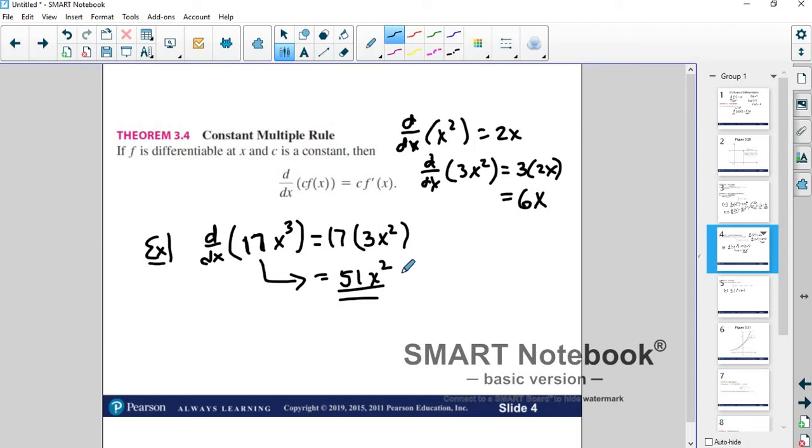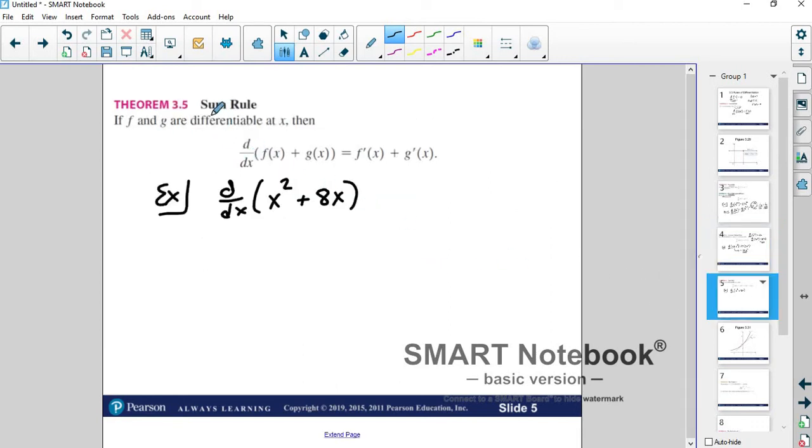Okay? So we take those two and we put them together with the sum rule. And the sum rule is actually the sum or difference rule, plus or minus. Right? So if you want to take the derivative of 2 things added together, you just take the derivative of each piece. So if I want to take the derivative of x squared plus 8x, I take the derivative of x squared, and then I take the derivative of 8x, and then I add those together. What's the derivative of x squared? 2x. Bring the 2 down, subtract 1, get a 1.